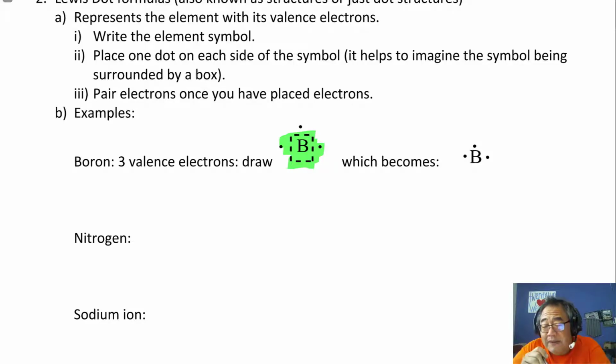And then if it has more than that, then you'll end up adding dots next to dots, and you'll end up pairing them up until you get up to 8. So this is again this idea of 8, the octet, being a good thing. You have 4 sides. If you put 2 electrons on each side, that becomes an octet, or becomes 8. Okay.